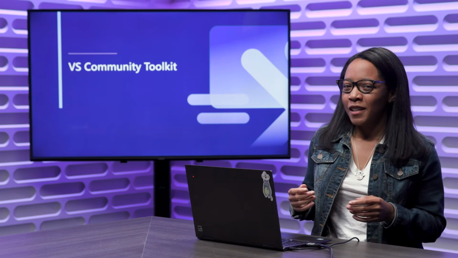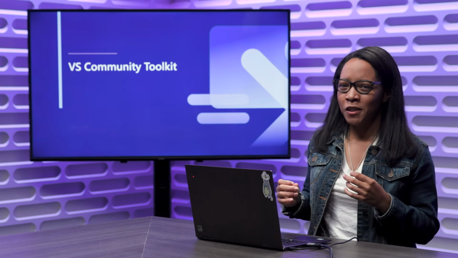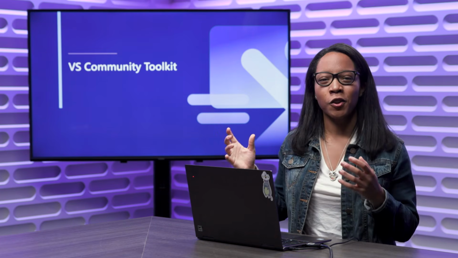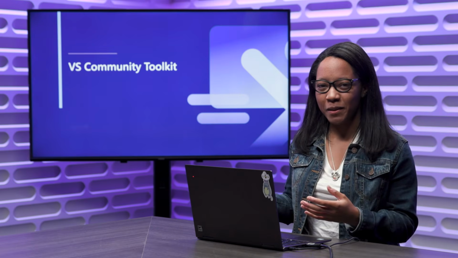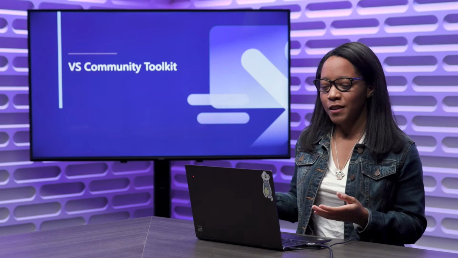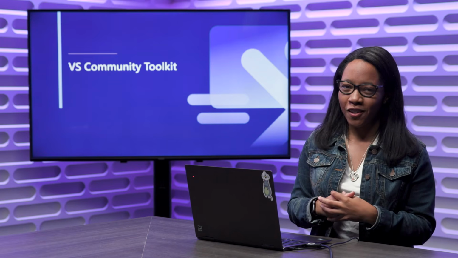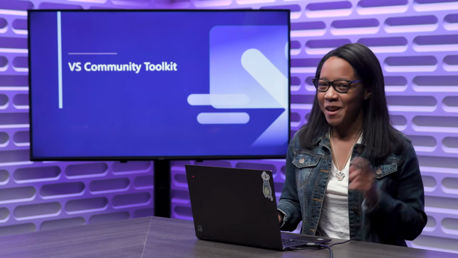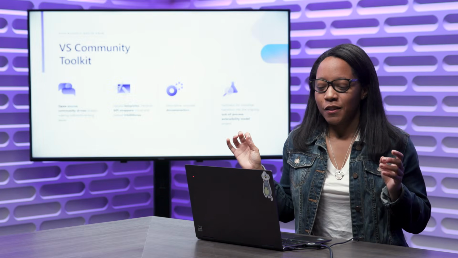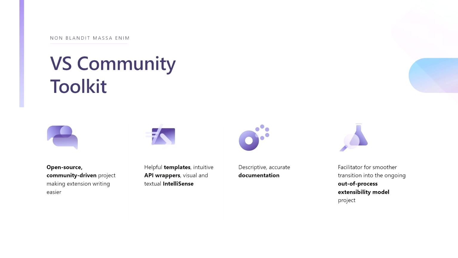So if you've ever been in that situation where it's taken you a long time just to get started applying all of your great extension ideas and implementing them, then we are addressing that by introducing a new toolkit called the Visual Studio Community Toolkit. Emphasis on community here. So this is a completely open source, community-driven project that has the goal of making writing your extensions easier by providing helpful templates, helper methods, and API wrappers, and my personal favorite, visual and textual IntelliSense additions to a lot of the common APIs.